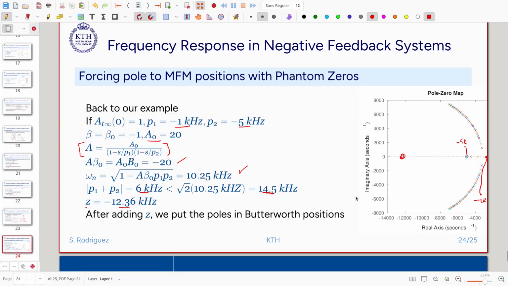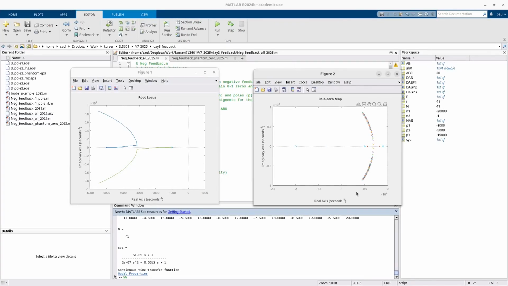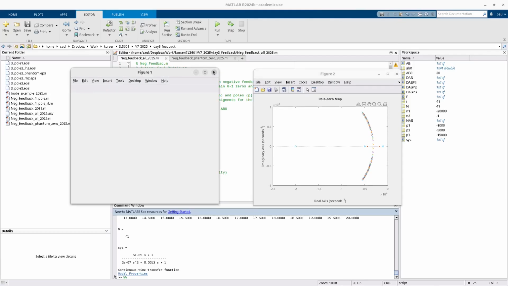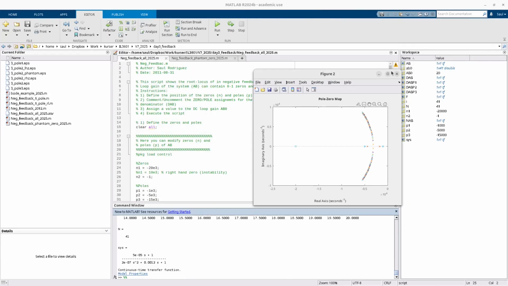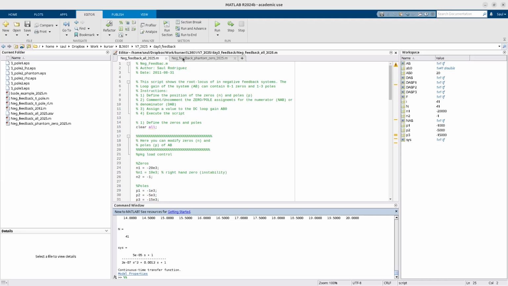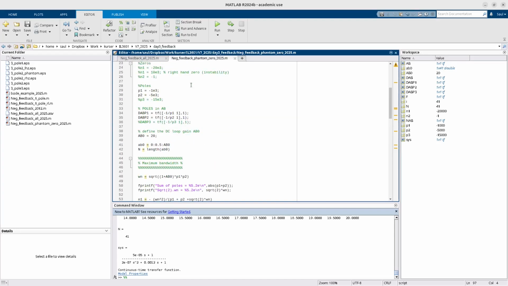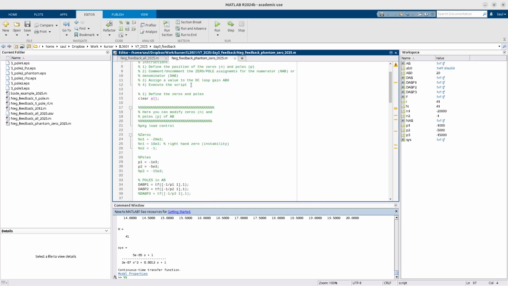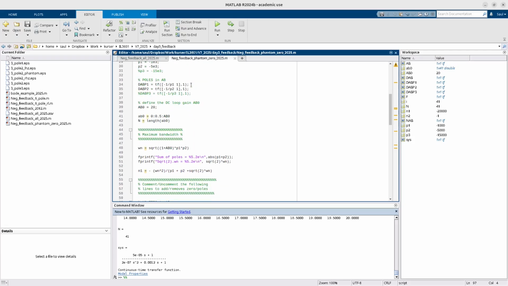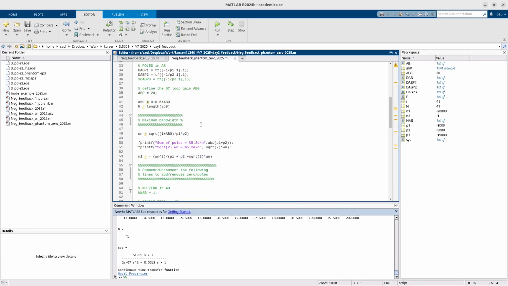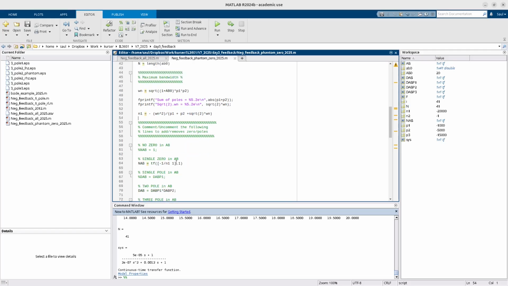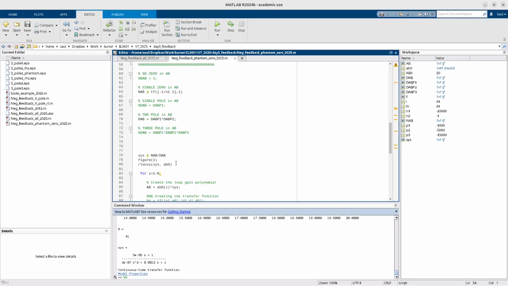So let's take a look at MATLAB when we do that very quickly. We have a MATLAB script that is ready for that. So this MATLAB script basically calculates the achievable bandwidth, calculates the position of the zero, and then it plots the root locus. So let's run it.